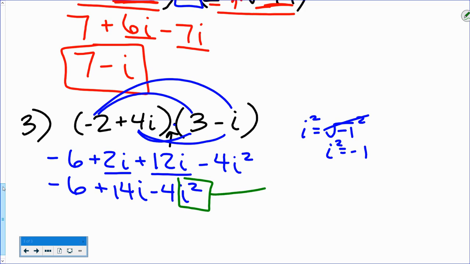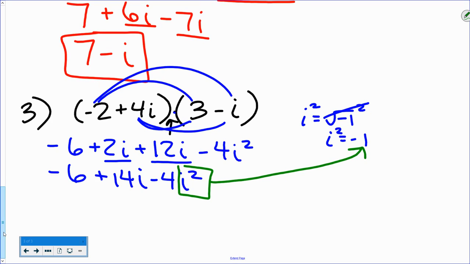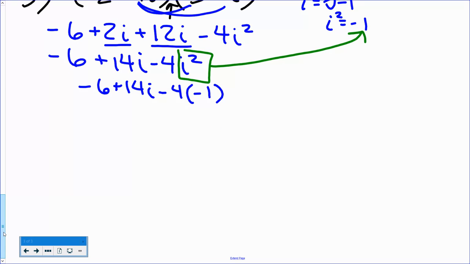Because i squared equals negative 1, I will always replace i squared with negative 1. So I've got negative 6 plus 14i minus 4, and instead of i squared, I write negative 1. Whenever I multiply by negative 1, it's just changing that sign. So negative 6 plus 14i turns into plus 4.